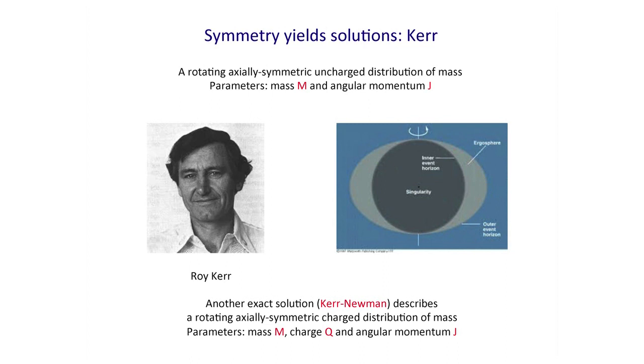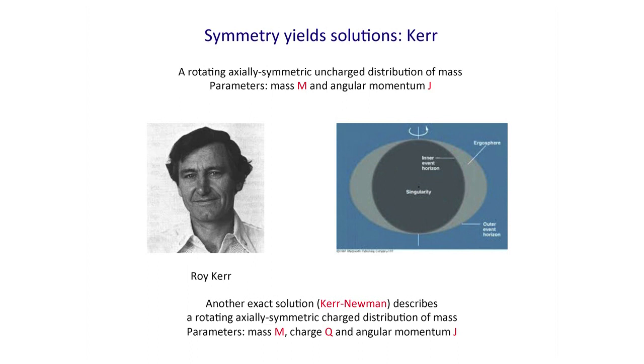It was found by Kerr in 1963, not so long ago. It is a solution which describes a rotating, axially symmetric, uncharged distribution of mass. Its parameters are mass and angular momentum J. So there's a complicated metric, also with two horizons and a region called the ergosphere in between them. I will not go into detail of the Kerr metric.